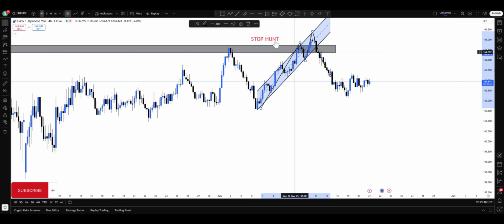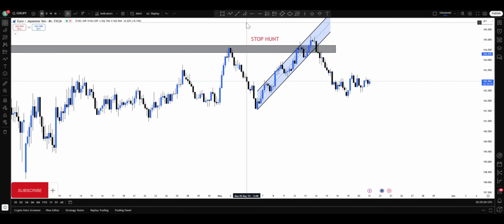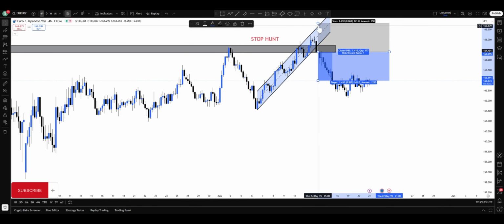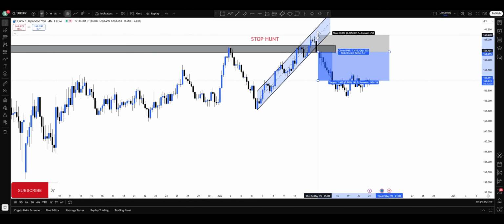So at the break of the counter trend line, that is where you're looking to enter. With this, you will notice that most of the time you are not getting trapped in the stop hunt. So for example, your entry is around here. Once price breaks below it, stop loss just at the top, and you can target your desired risk to reward.